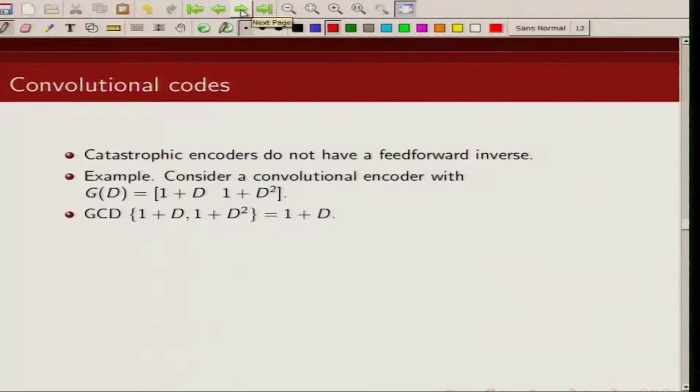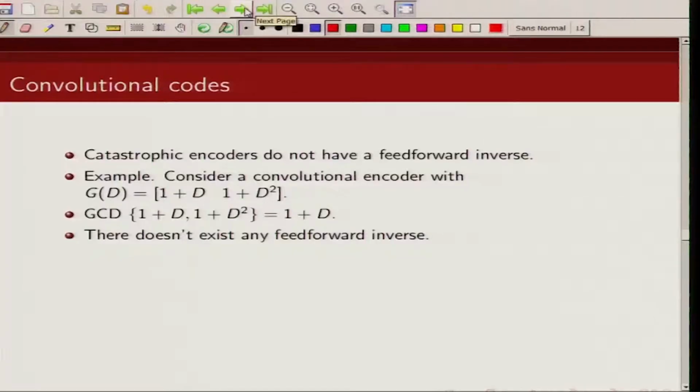Now, the first thing that we check is the greatest common divisor of G0 and G1. As it turned out, in this case the greatest common divisor is 1 plus d. So, that is not the same as d to the power L for some L greater than or equal to 0. So, that means for this generator matrix, we do not have any feed forward encoder inverse. There does not exist any feed forward inverse for this particular convolutional code with the generator matrix given by this.